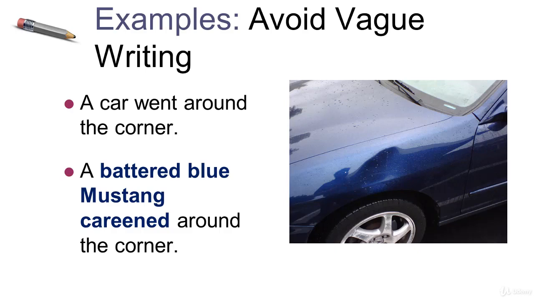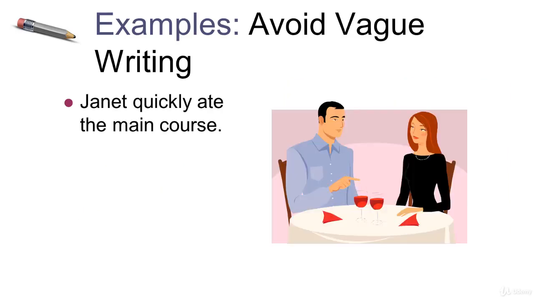In the second example, you get a mental image of what must have been happening, what the car looked like. How was the car going around the corner? Careening means you're swerving, you're going pretty fast, so it suggests that something was really happening. Were they being chased, or what was the deal? So this is what we mean by more specific language.